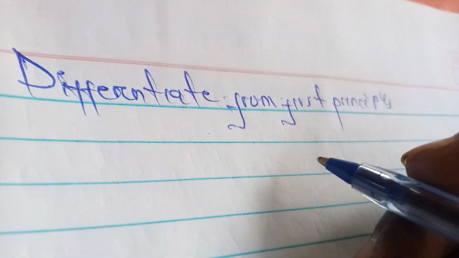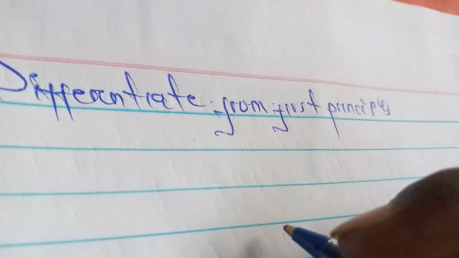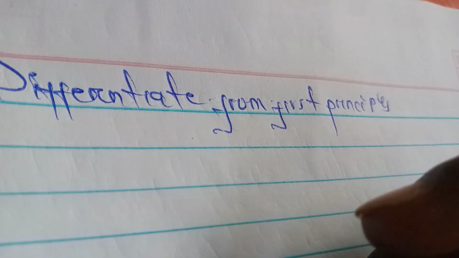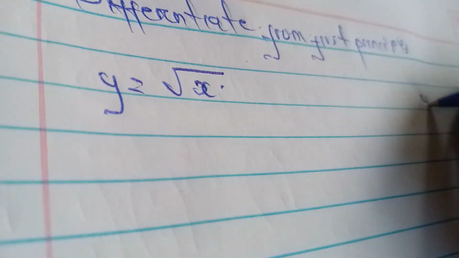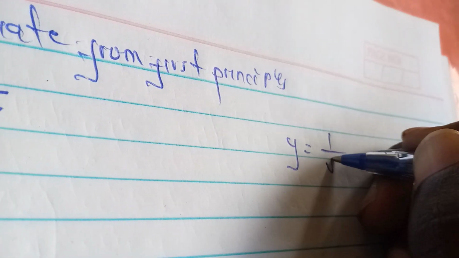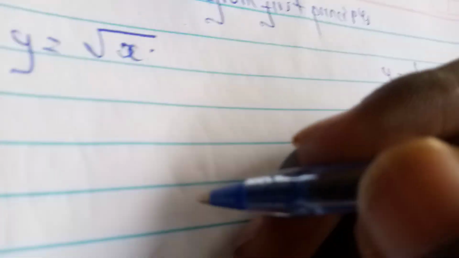So, differentiating from first principles. You can watch the first video to see how we differentiated the others, but I'm going to repeat a bit on this equation. Let's try to differentiate root x, because somebody said it's a bit difficult. We shall differentiate this, and then we shall also differentiate y equals 1 over root x. Just see how they differentiate this.